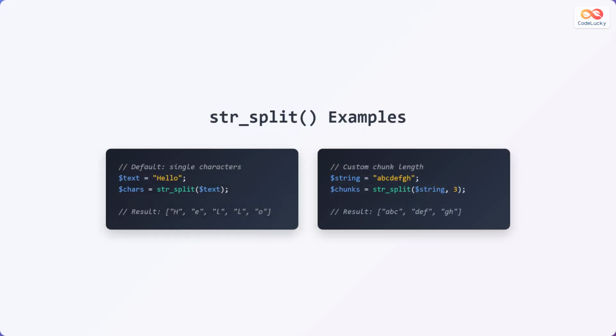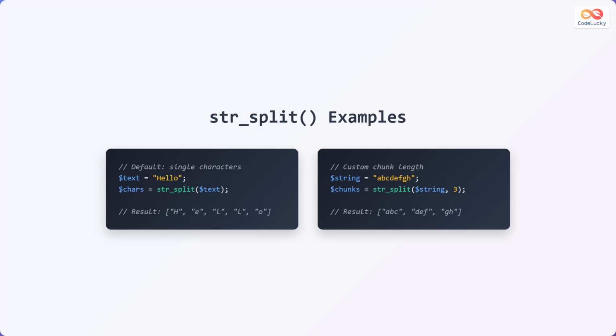Let's explore some examples of using the string split function. By default, it splits a string into single characters. We have a text variable that is assigned to the value "hello". Then we create a characters variable that is assigned to the result of calling the string split function, with the text variable passed as the parameter. The result is an array containing the characters h, e, l, l, and o.